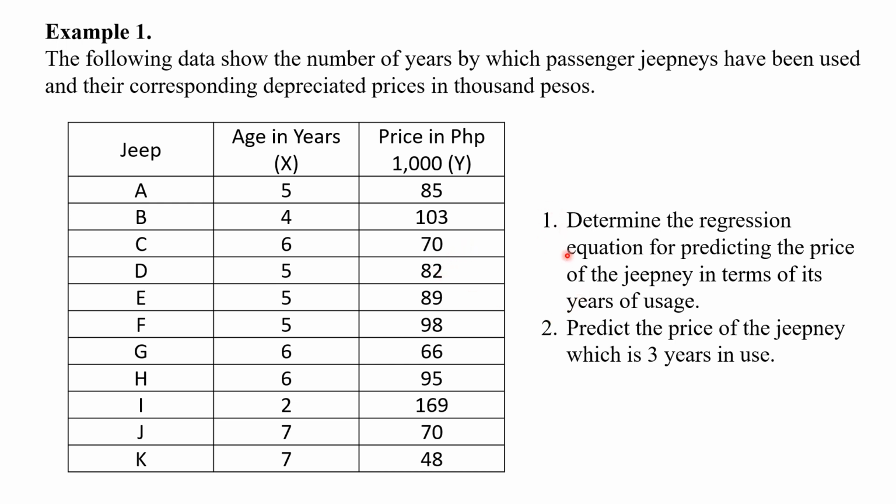Okay, so ano yung first natin gagawin? Determine the regression equation for predicting the price of the jeepney in terms of its years of usage. So, alamin muna natin yung equation. Yung kanina, yung y is equal to b sub 0x plus b sub 1. So, yun. Then, second, predict the price of the jeepney which is 3 years in use. Okay. So, kapag nakuha na natin itong 1, yung equation niya, pwede na tayo mag-predict ng prices ng jeepney. Okay?